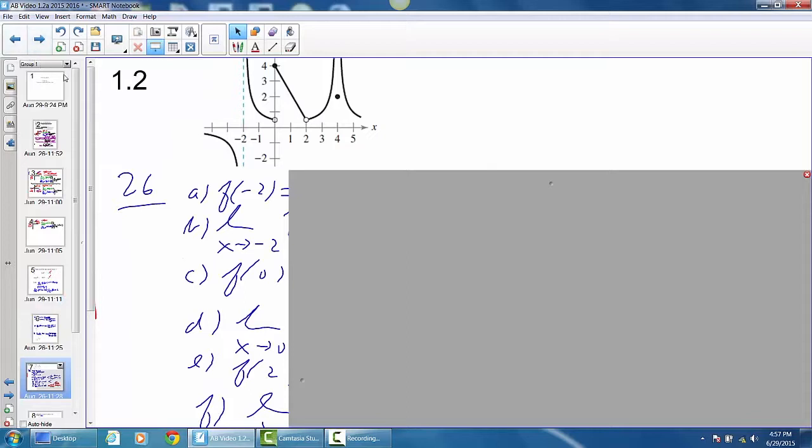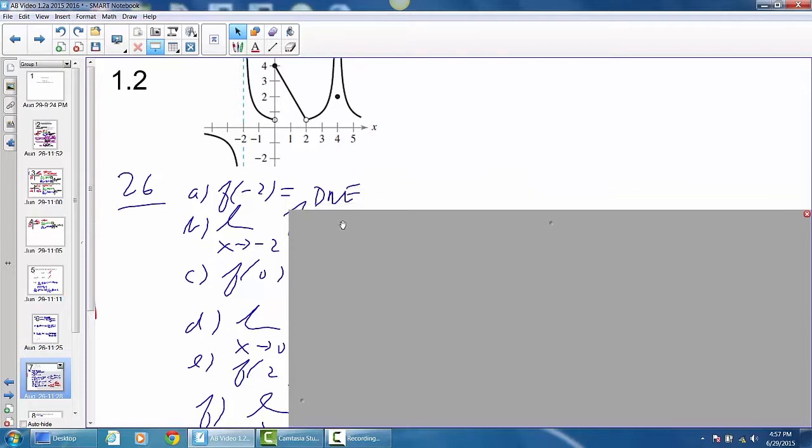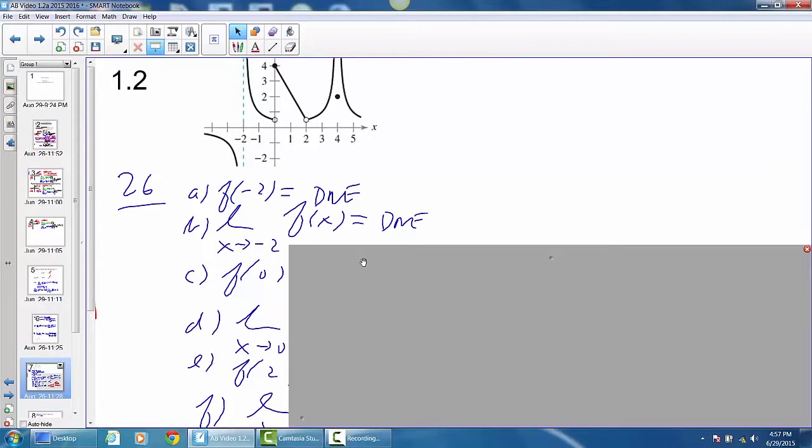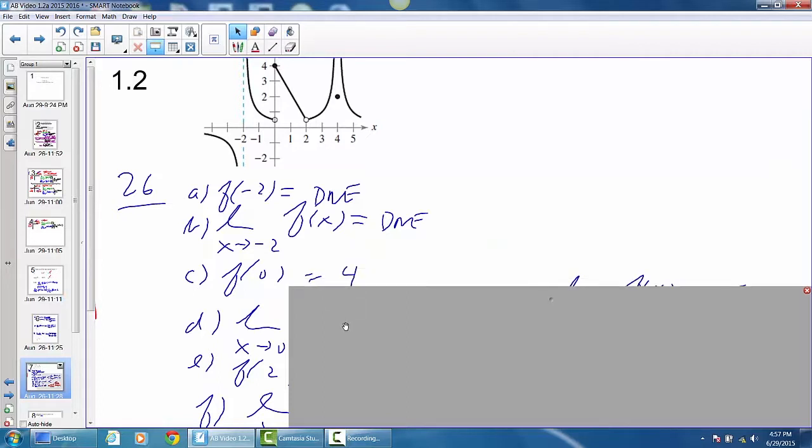Okay. Here's number 26 on page from section 1.2. So they give you this graph and they're asking you what's f of negative 2. Now you'll notice there's a vertical asymptote there, so it doesn't exist. What is the limit as x approaches negative 2 from both sides? You'll notice that the limit as x approaches negative 2 from the left is negative infinity, from the right is positive infinity, so that would also not exist. Okay? What is f of 0? There is an actual point here, 0, 4, so that will be 4.